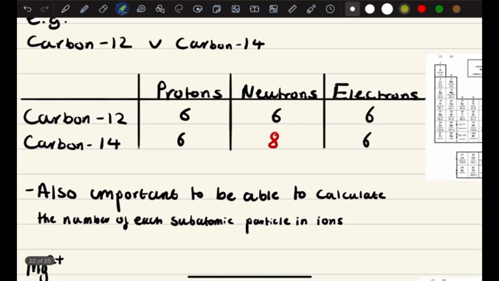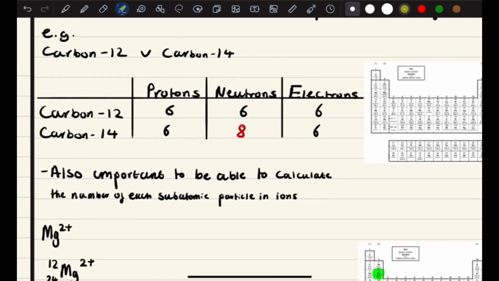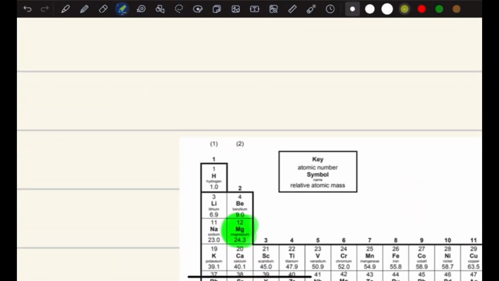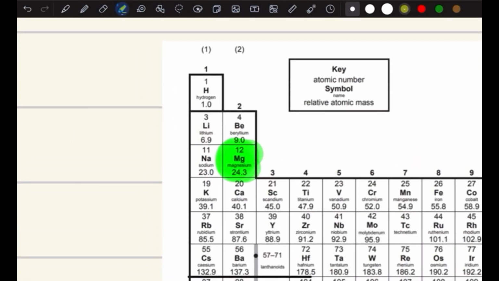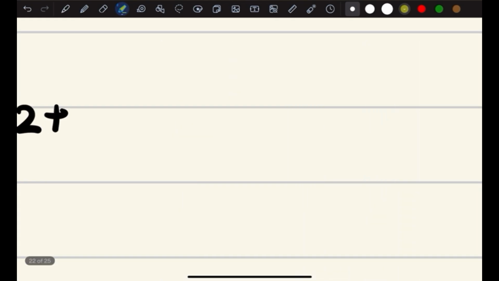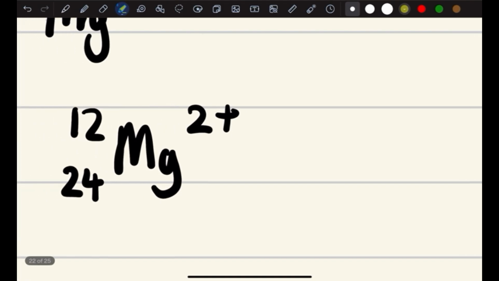Another thing that's really important to be able to do with this topic is to be able to calculate the number of each subatomic particle in ions. So again, mainly focusing on the electrons. But if we look at magnesium 2+, for example, let's look at the periodic table. So this is where our boy magnesium is. He's in the second group and he's in period 3. It's got an atomic number of 12. Its mass number is actually 24.3, but just for the sake of this example, we're going to stick to 24. We'll get into relative atomic mass in a later lesson. Let's say that this magnesium is 12 24 Mg2+.